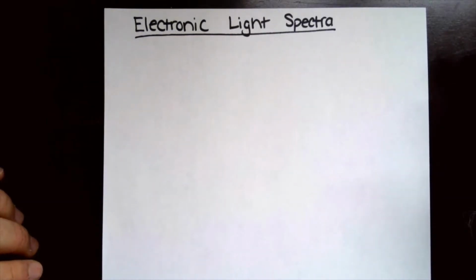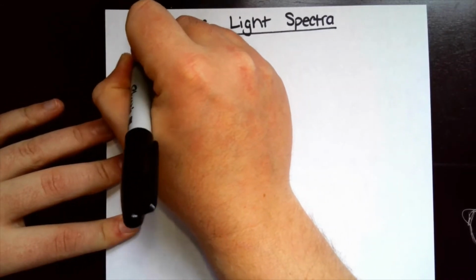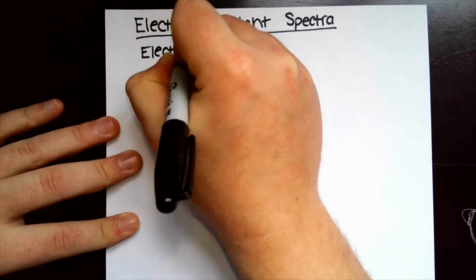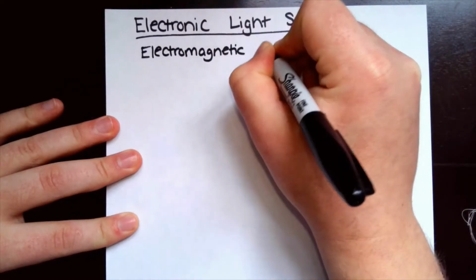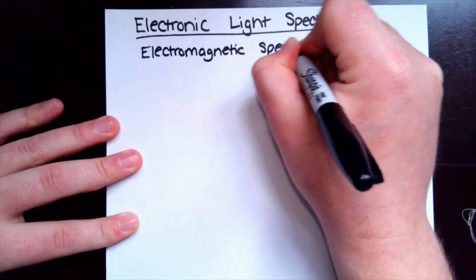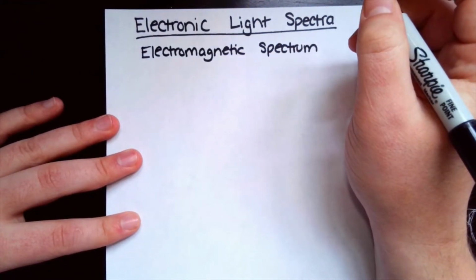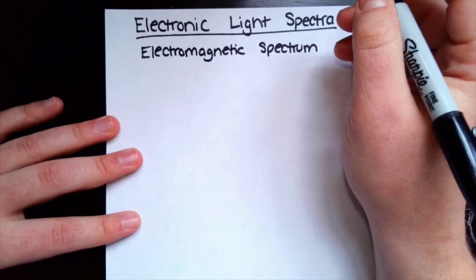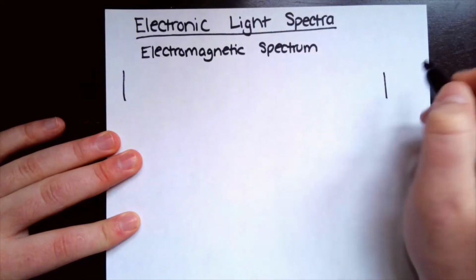In this video, I'm going to be talking about electronic light spectra. So I'm going to discuss something known as the electromagnetic spectrum, and I'm also going to talk about individual atomic spectra. So first, the electromagnetic spectrum. This is a spectrum that shows where all different types of light radiation fall in terms of energy and wavelength. So we can have one end down here, one end down here.